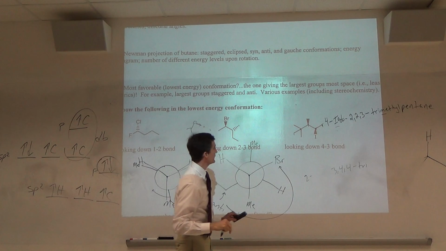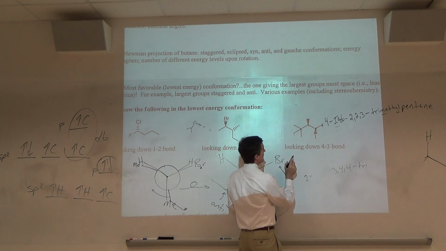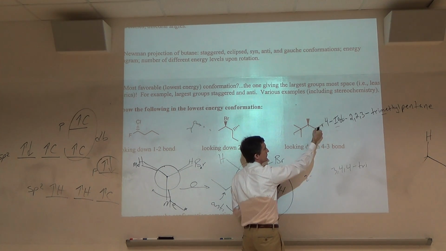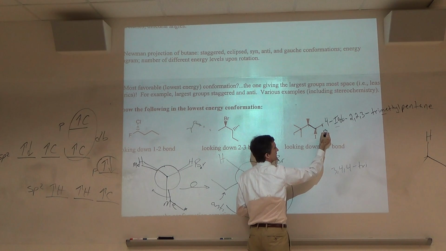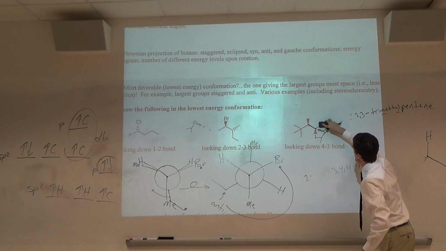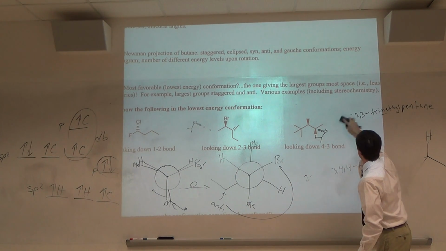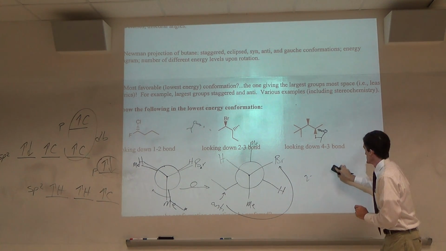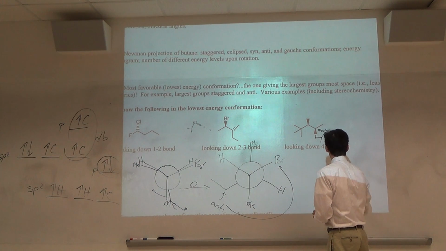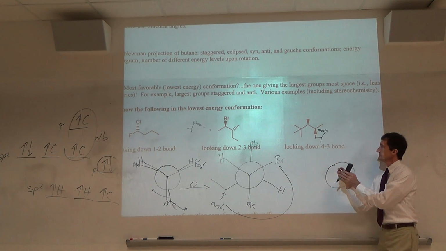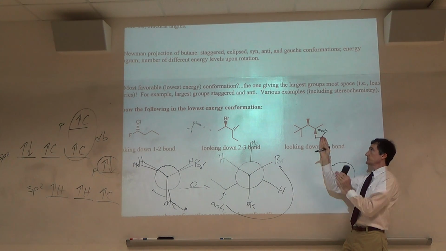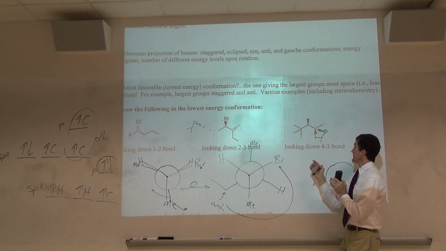Okay, so we're looking down the 4-3 bond. That's the 4-3 there, right? 4-3. That means the 4 is in the front. So we're looking down this bond right here. Okay? Now the front carbon. Pretend this molecule's out here, looking at what's going straight up. Methyl.